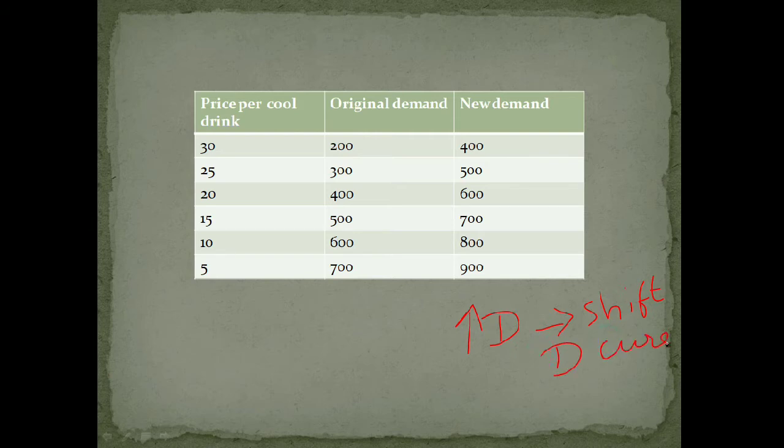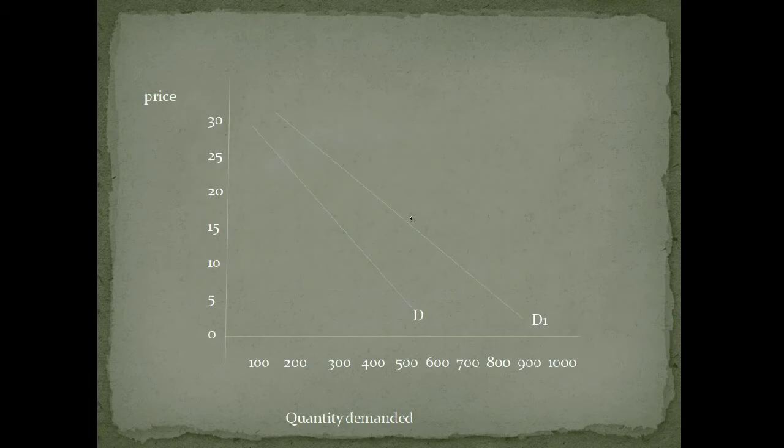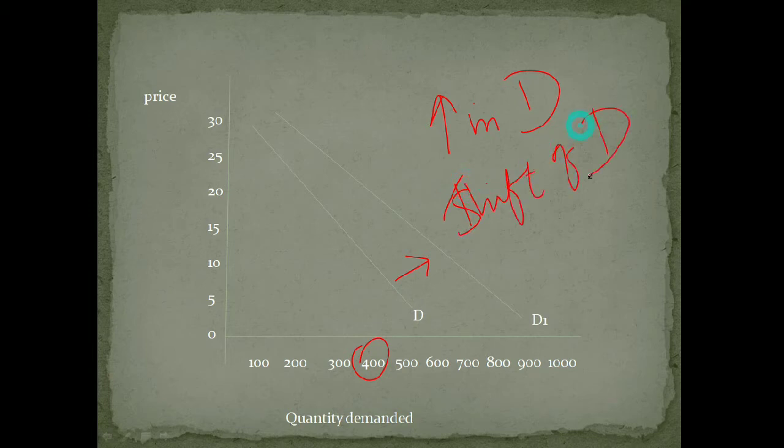I will show you that shift now. Look at this. This is going to be a shift. Earlier at price 30, it was demanded at 200 units. Now at price 30, the new demand is 400 units. So that is where you can see there is a shift from D to D1. So when there is an increase in demand, there will be a shift of the demand curve towards the right.